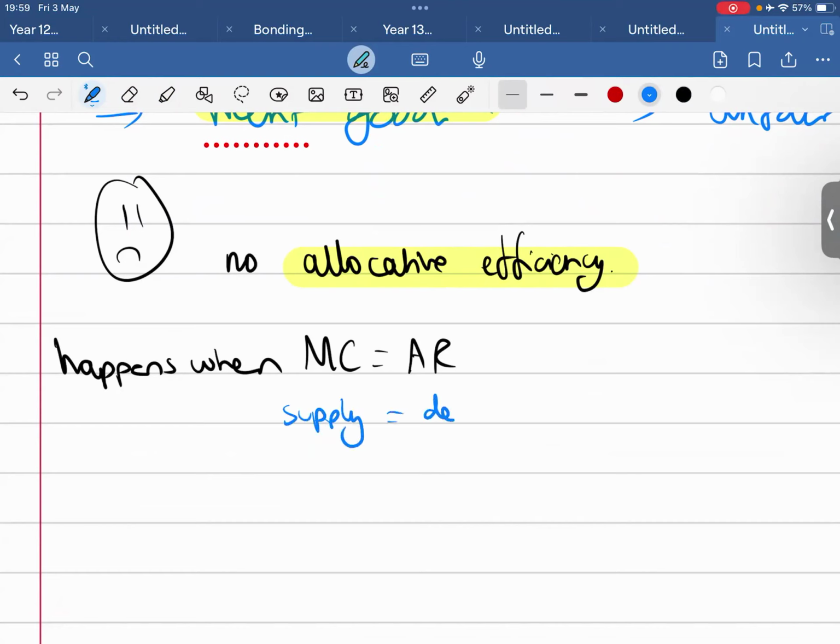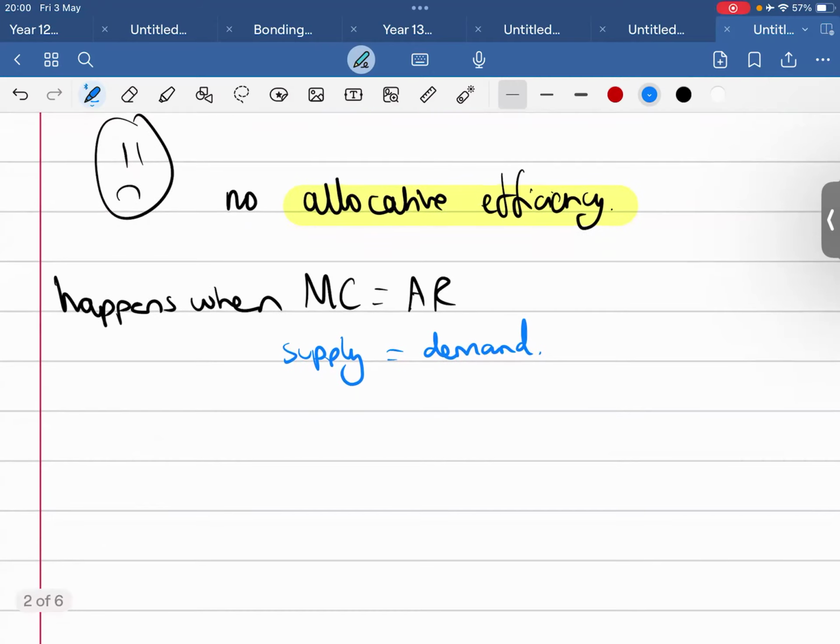Okay. I'm quite confident, comfortable with all of the different objectives and the point at which it happens. But do we need to know the actual reasoning for why it's at that point? Basically, if you know the definition MC equals AR, it's good to be able to explain the importance of it, because then in your judgment, you're going to be weighing up what you would prefer, dynamic or allocative efficiency.